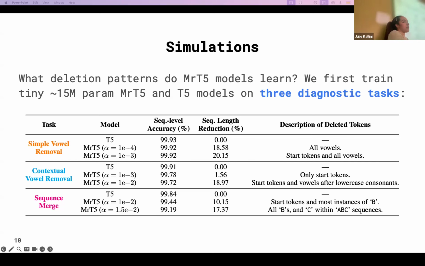Yeah, so any runtimes that are reported include the time it would take to also go through the decoder, which is not affected by our architecture. Yes, so this sequence length reduction is based on the input to the encoder. So if the encoder's input was 5 tokens long and it deleted 1 token, then that would be a 20% reduction. Yeah.